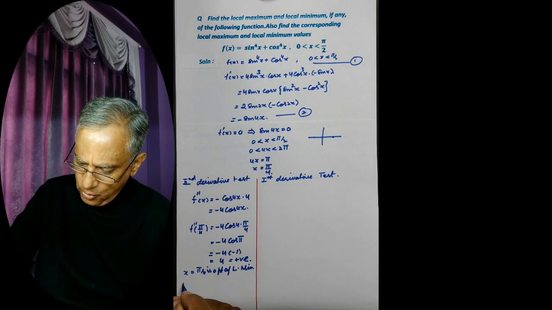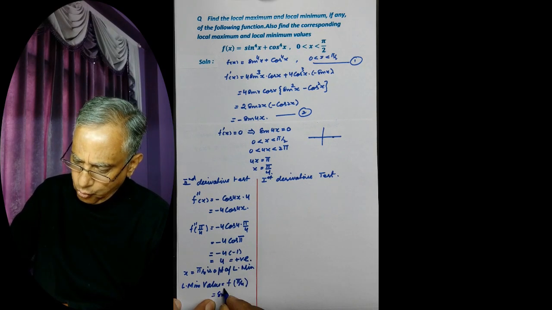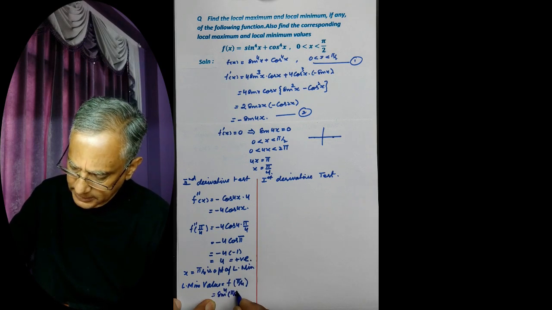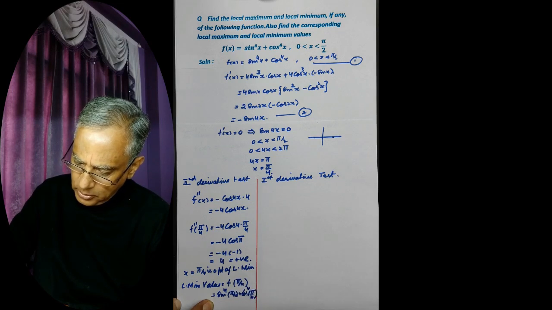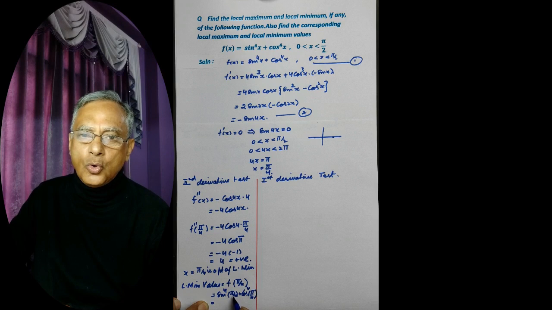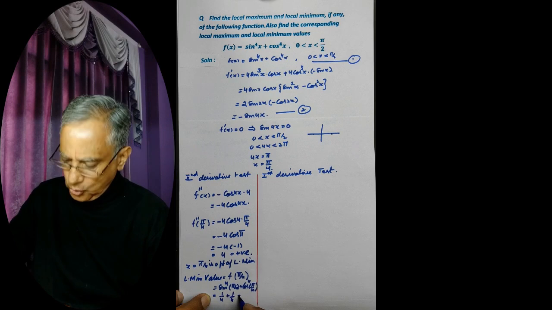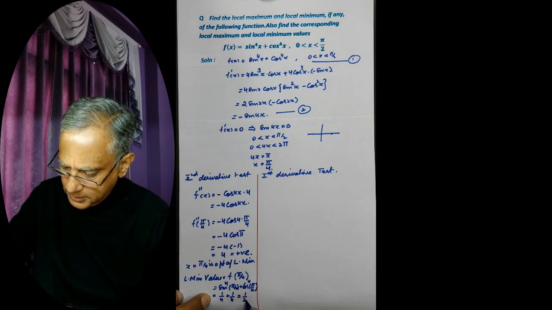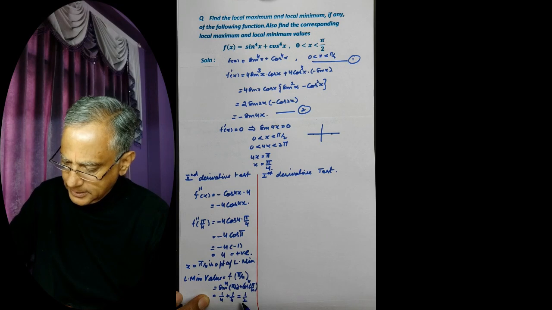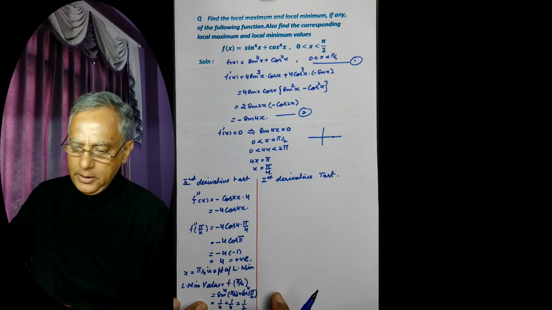And the local minimum value at this point is equal to f of pi by 4. F of pi by 4 is equal to sine to the power 4 of pi by 4 plus cos to the power 4 of pi by 4. And sine of pi by 4 is 1 by root 2. So 1 by root 2 to the power of 4 will be 1 by 2 square. So this will be 1 by 4 plus 1 by 4, and this is equal to 1 by 2. So the local minimum value will be 1 by 2.